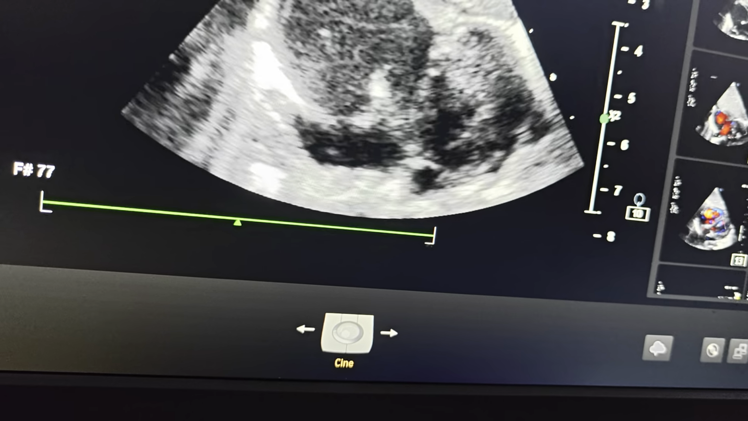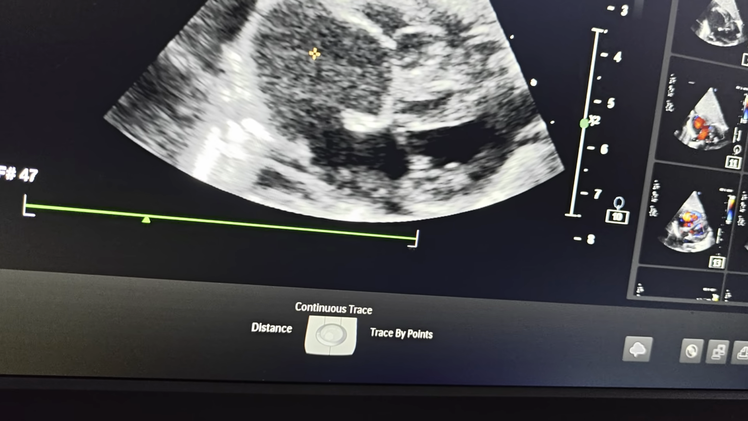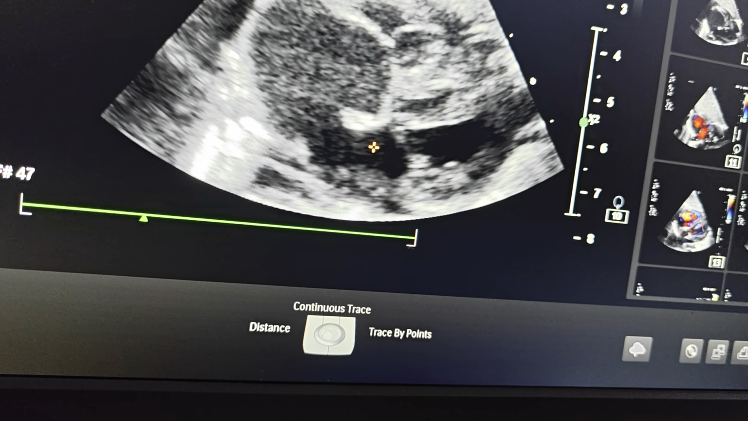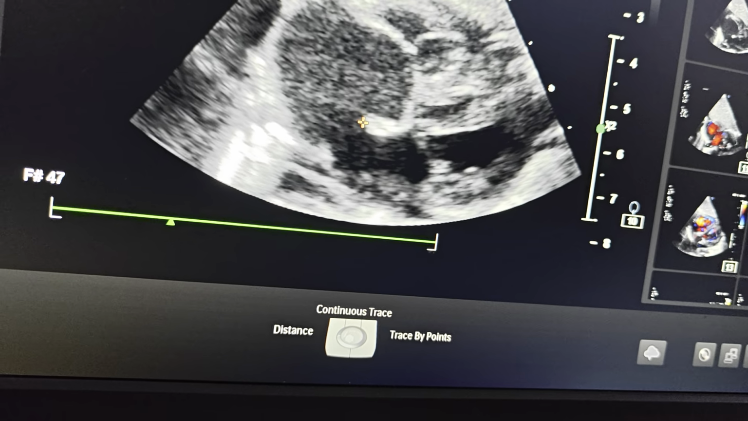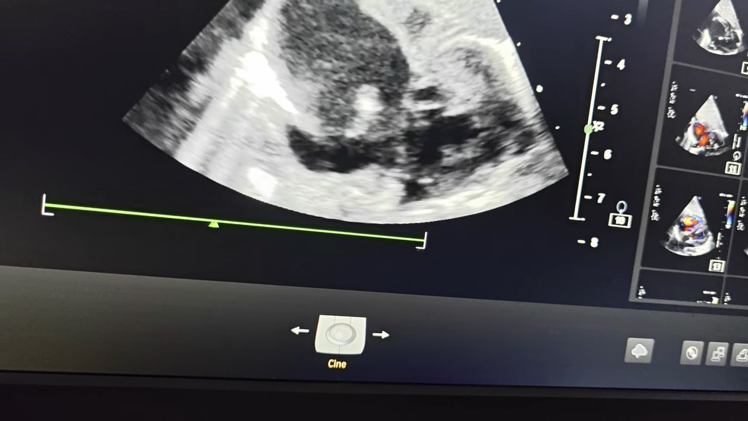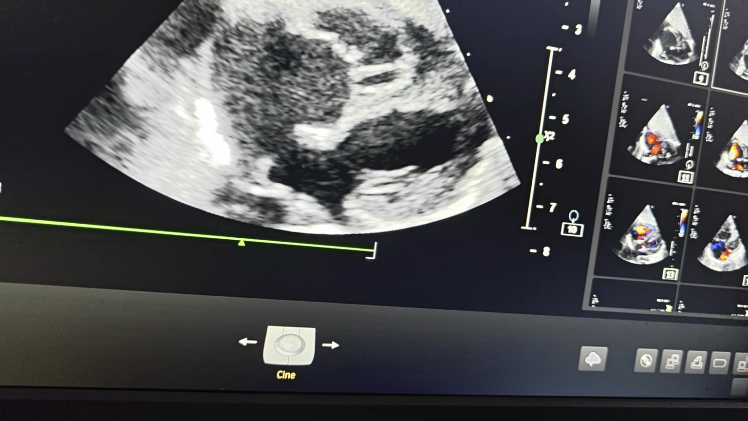Now this image, what you see. This is right atrium. This is left atrium, and this portion is ostium secundum ASD. Now the moving image, this is ASD.